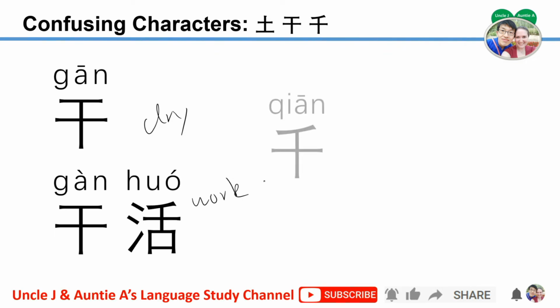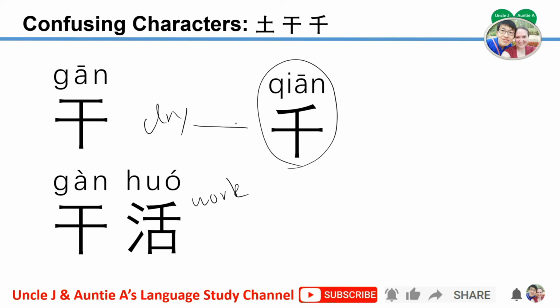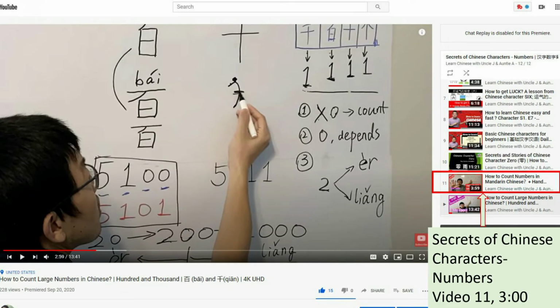However, this new character, 千, do you see the difference between 千 and 干 on the left? Well, they look really similar, but if you look at this one again really carefully, you will see that the top stroke is actually different. 干, which means dry, the top stroke is horizontal, but for 千, it's tilted a little bit. It's actually a left falling. 千 means thousand. If you watch Uncle Jay's former videos in the number series, 千 means thousand.